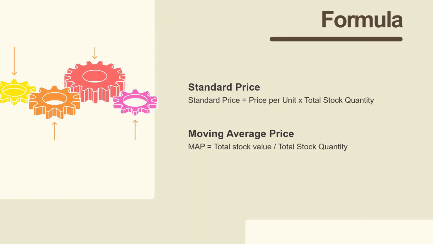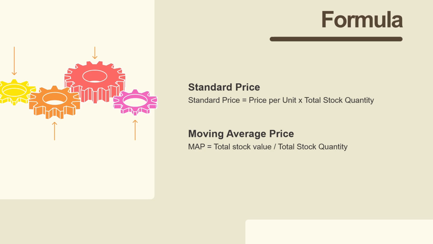So how is it calculated? A standard price is calculated as the price per unit multiplied by the total stock quantity. For example, if the standard price of a material is 100 and we have 10 units of material in the inventory, then the value of that inventory is 10 into 100, which is 1000. Whereas a moving average price is calculated by dividing the total stock value by the total stock quantity.